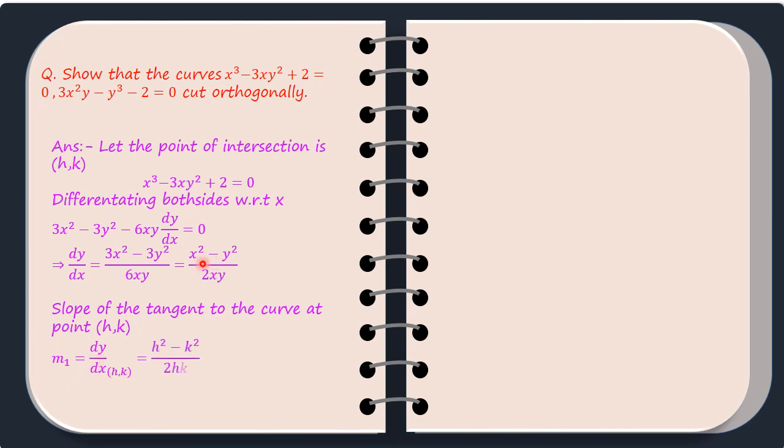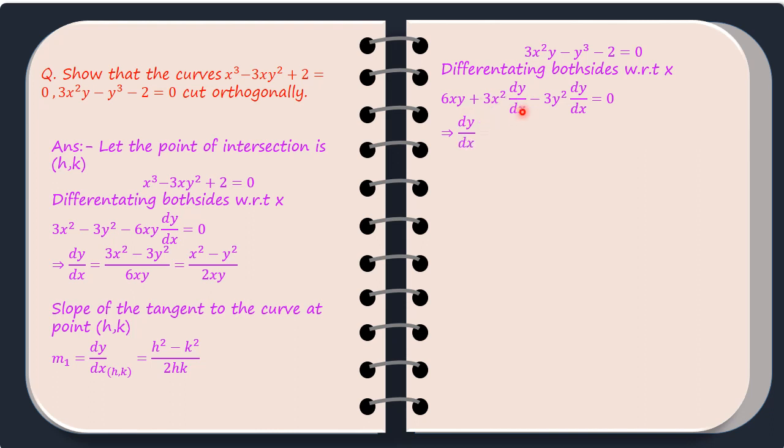Thus put x is equal to h and y is equal to k here. So you will find the slope of the tangent for the first curve, and here is the second curve, 3x square y minus y cube minus 2 is equal to 0. Now again differentiating this curve with respect to x, from there you can find dy/dx. So differentiation of 3x square y using chain rule, you will find this value minus 3y square dy/dx is equal to 0. So dy/dx is 6xy by 3y square minus 3x square. Simplify it, you will find this value 2xy by y square minus x square.